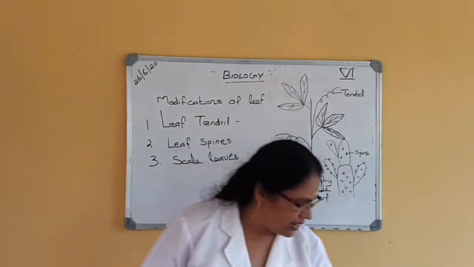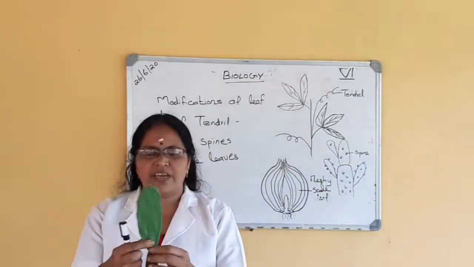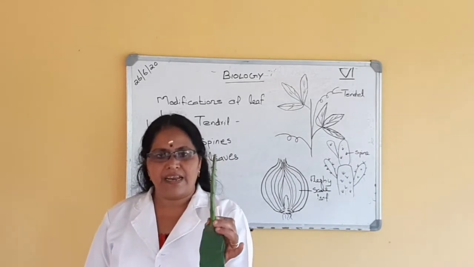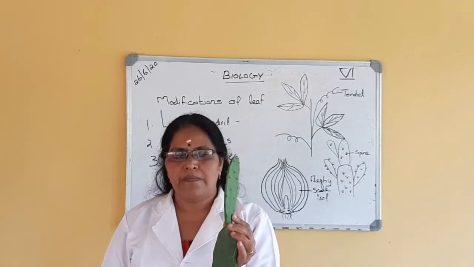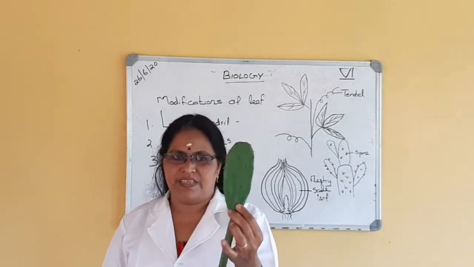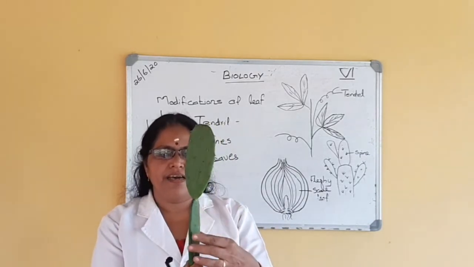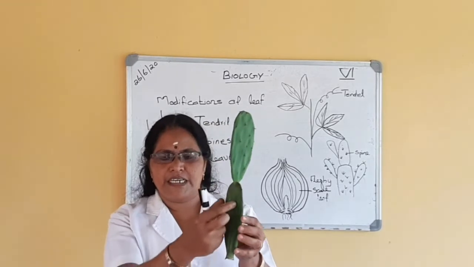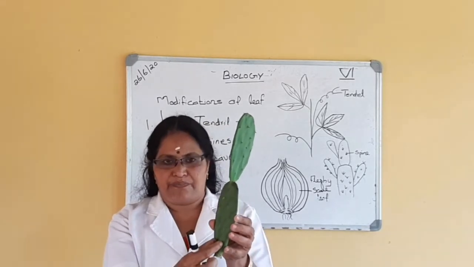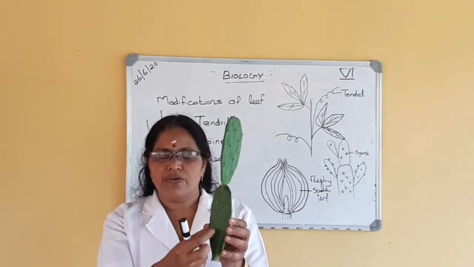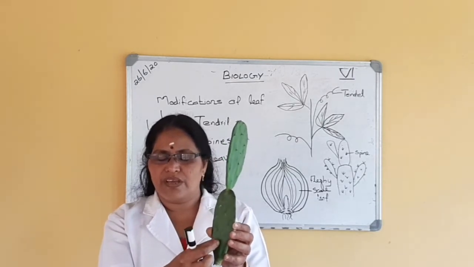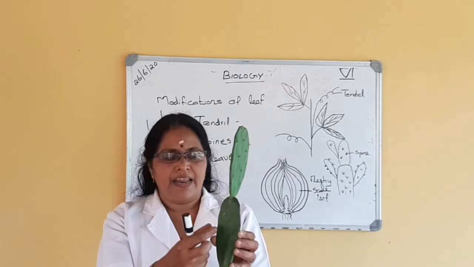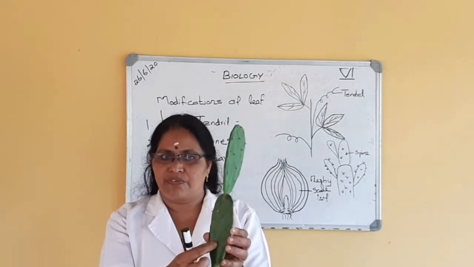For example, here you can see a plant in the cactus family. This plant is called opuntia. This is the opuntia. Here, this green fleshy part is actually the stem. It is fleshy because it stores the water. It is green because it contains chlorophyll. And this part prepares the food.